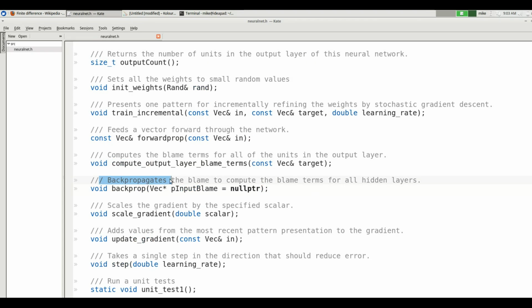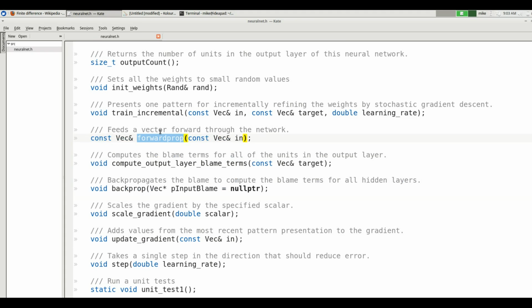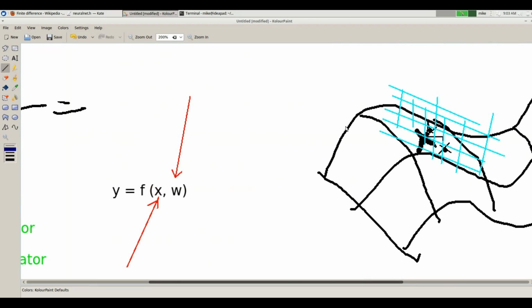I should have stated in the comment here, the backprop function assumes you have recently called the forward prop function. So don't just try to call backprop. It won't give you anything you want. Call forward prop first. Then you have to call compute output layer blame terms, and then you can call backprop. So you need to call all three of these functions. The forward prop call is kind of like computing the initial starting spot. You have to tell it where you are, and run through your network to compute the output. So you need both the inputs and the outputs at some point, and that's what the forward prop step does.